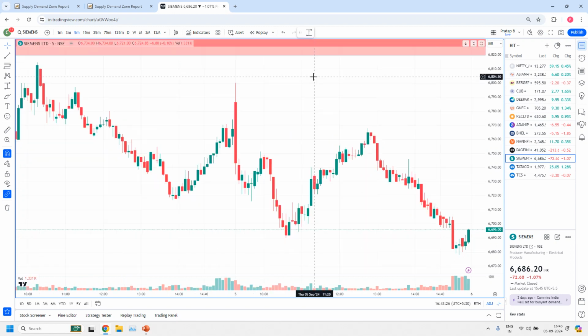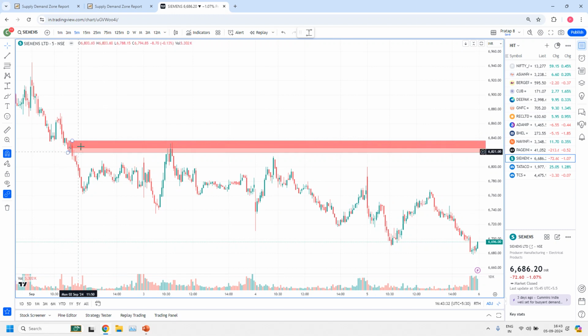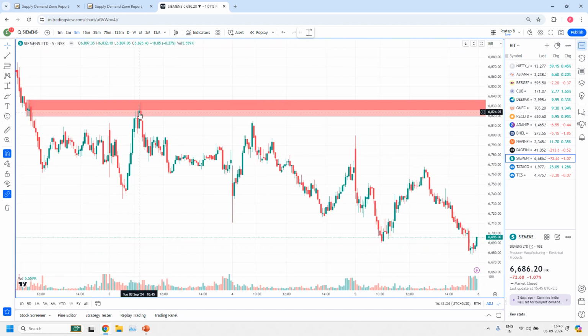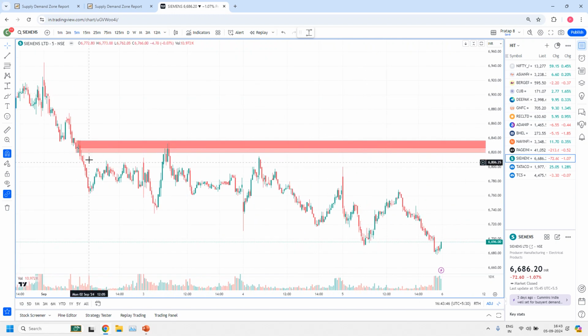Siemens is having a 5-minute zone which is inside a 15-minute zone. This zone is already tested earlier. The 3rd September zone is tested. Prices went deep inside also. So you can't plan any trade. Such kind of zones you have to reject. If it is high liquidity, you can, but this is not high liquidity.